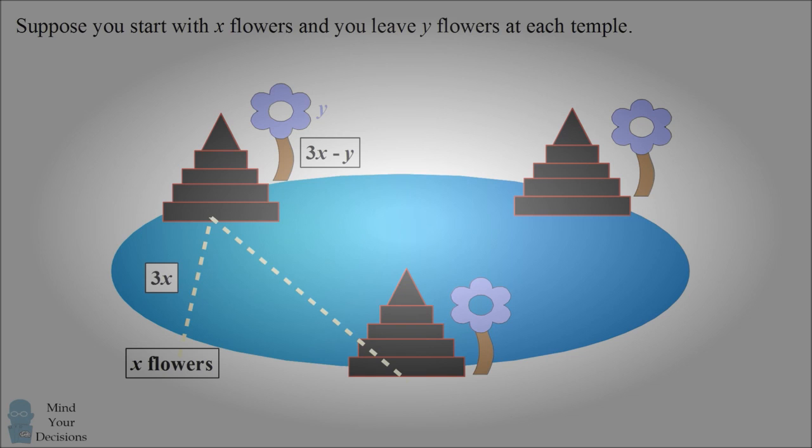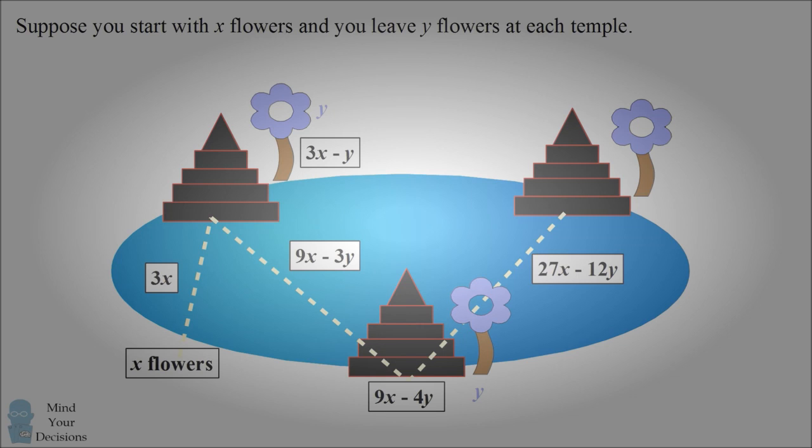You then swim in the pond, which triples the number of flowers you have to 9x minus 3y. You leave y flowers at the second temple, which leaves you with 9x minus 4y flowers. You then swim in the pond once more, which triples the number of flowers you have to 27x minus 12y. You leave y flowers at the third temple, and you have 27x minus 13y flowers.